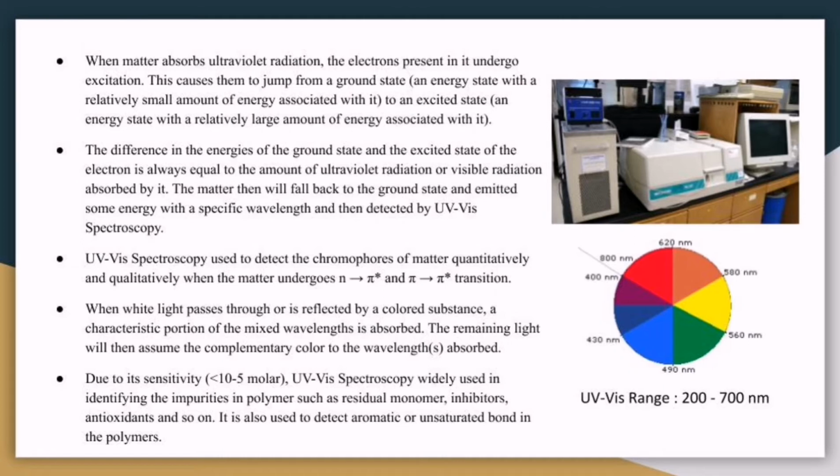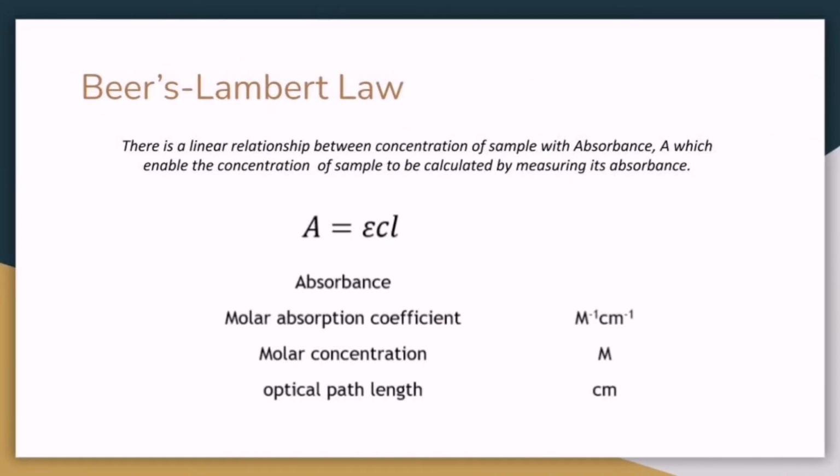Thus, absorption of 420 to 430 nanometer light renders a substance yellow, and absorption of 500 to 520 nanometer light makes it red. Green is unique in that it can be created by absorption close to 400 nanometers as well as absorption near 800 nanometers. Due to its sensitivity, UV visible spectroscopy is widely used in identifying impurities in polymers such as residual monomers, inhibitors, antioxidants, and so on.